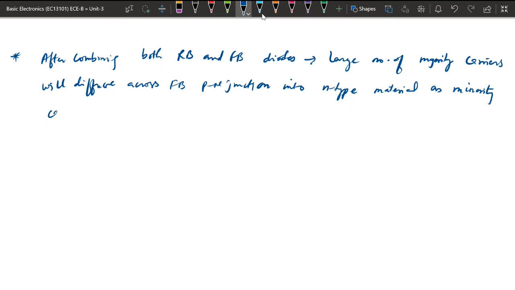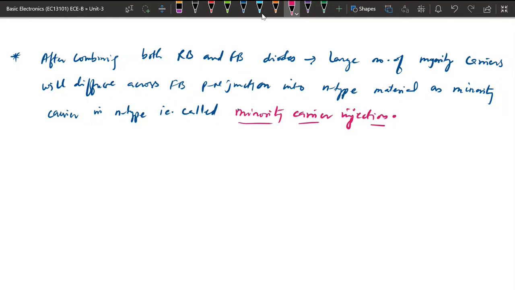Once it is moving into n-type, the holes have become the minority charge carrier. Okay, so that is called minority carrier injection. So this is called minority charge carrier injection.